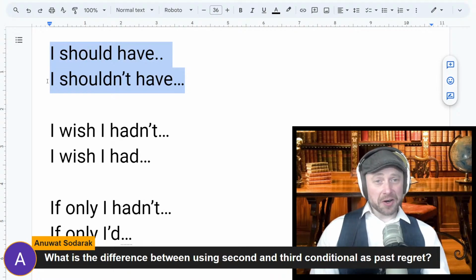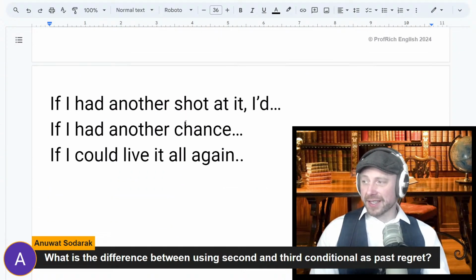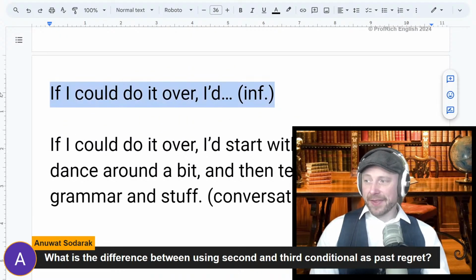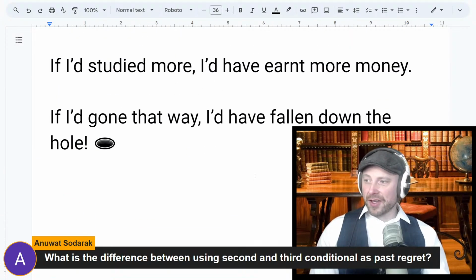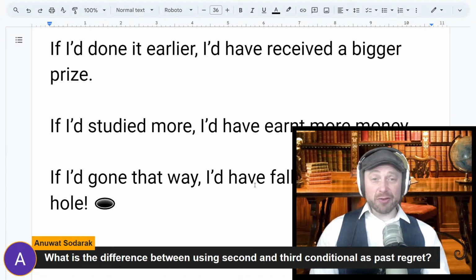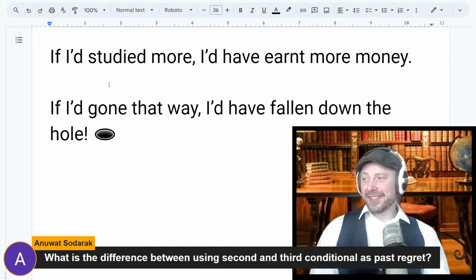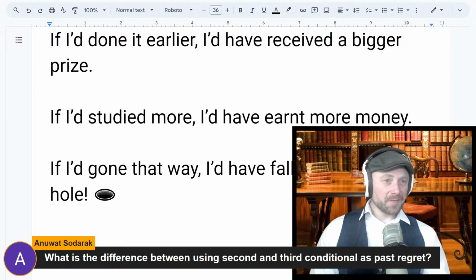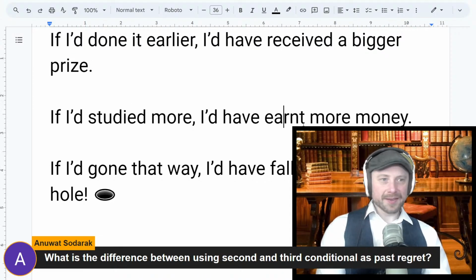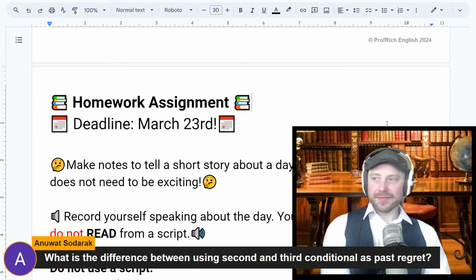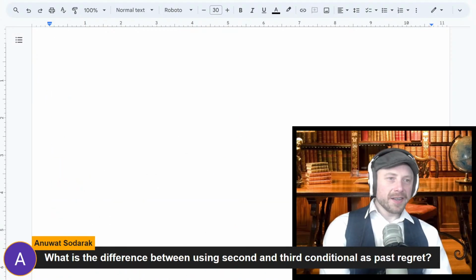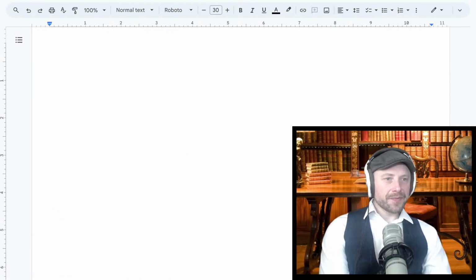Some of them are very common, like the shoulda and shouldn't. Others are a bit more conversational, like if I could do it over. And then others are very grammatically impressive, like the third conditional. Ooh. Great, let's move on.